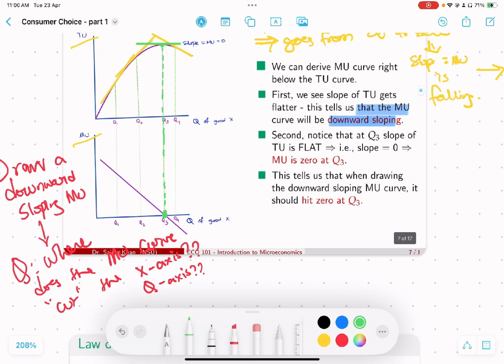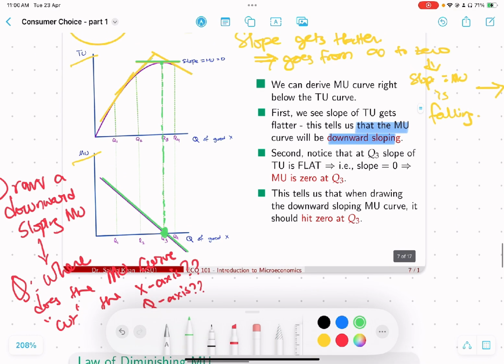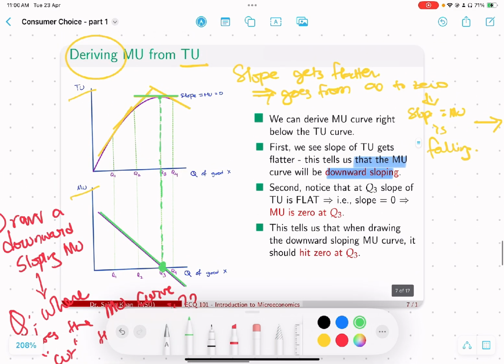All right, so first information you're getting is it's going to be a downward sloping curve, and the next information you're getting is, hey, it's going to intersect with 0 right around here. So there, what you have done is you have derived your marginal utility curve from the total utility curve.